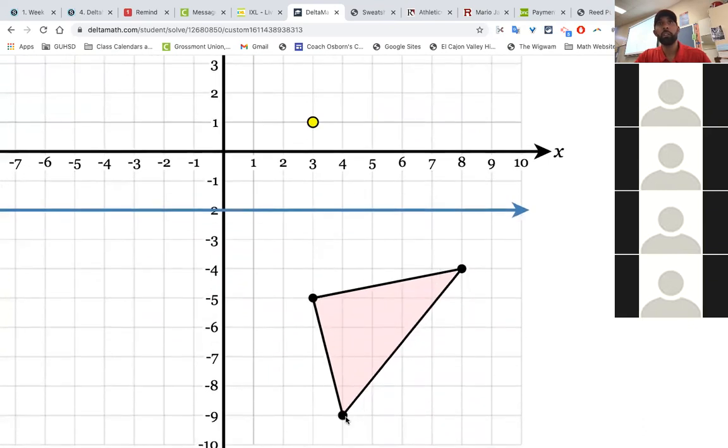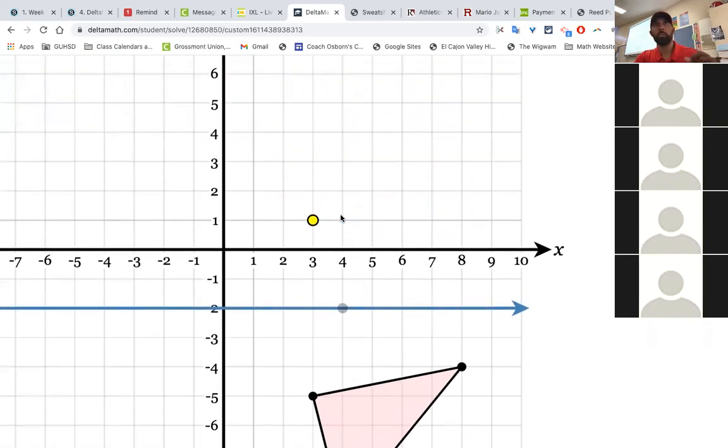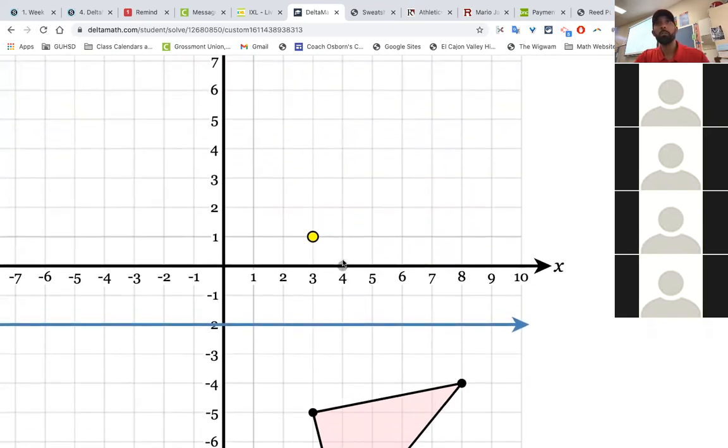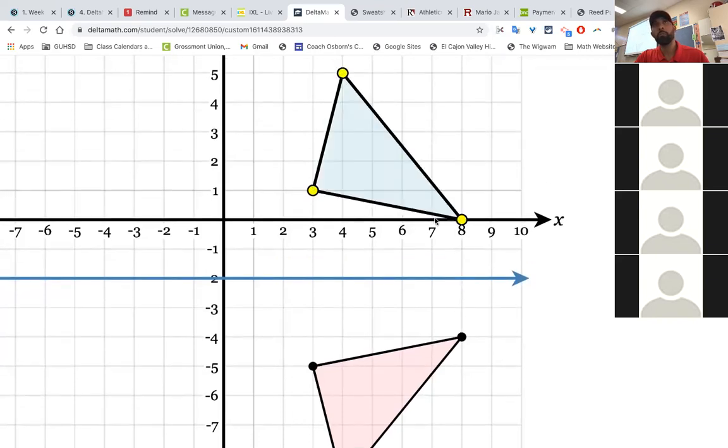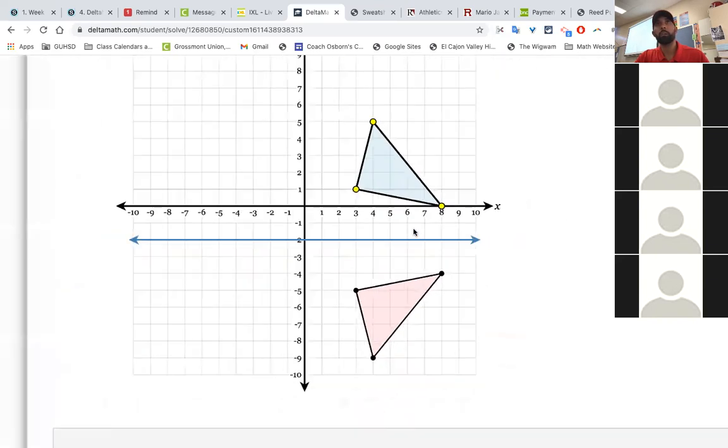Then this point down here at 4, -9. Well, that's 1, 2, 3, 4, 5, 6, 7 units away from the line. So I'm going to go 7 units above. 1, 2, 3, 4, 5, 6, 7. Okay. And then here, this is 2 units away. So I'll just go 2 units above. And then there's the object. Okay.